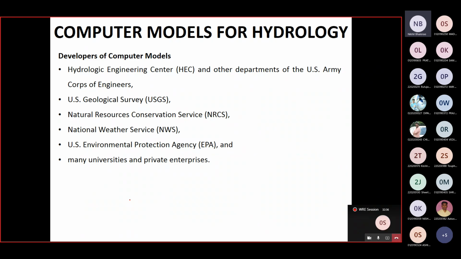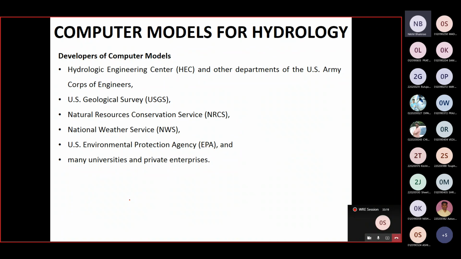These are also going to have various hydrological models. They are also going to provide the data, so remotely sensed data for the purpose of hydrological models. Along with that, we have the NRCS, that is Natural Resources Conservation Service. They are also going to provide various kinds of models which are applicable for the purpose of study. Then the National Weather Service, NWS, the US Environmental Protection Agency, that is EPA, and many universities and private enterprises are also involved in developing various hydrological models which are used for the purpose of study.